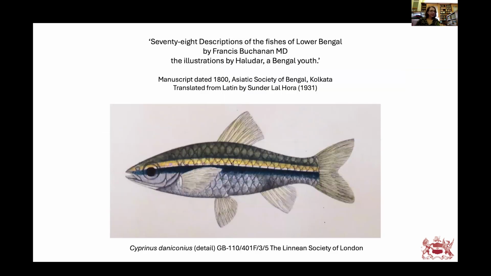So next slide, please. And the great thing about these drawings of the fish is that in one of his manuscripts, there's a Latin inscription at the beginning of the book, and he attributes the illustrations to Haludar, a Bengal youth. That manuscript dates from 1800 and is currently held in the Asiatic Society of Bengal. So that gives us a very specific date and a definite artist. We know that in 1800 Buchanan-Hamilton was working with the artist Haludar.